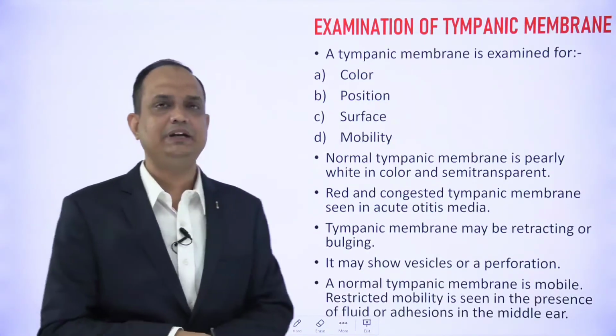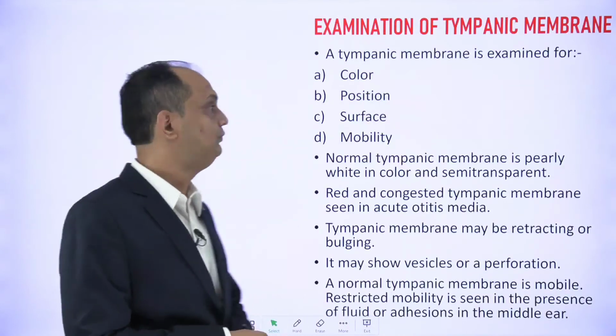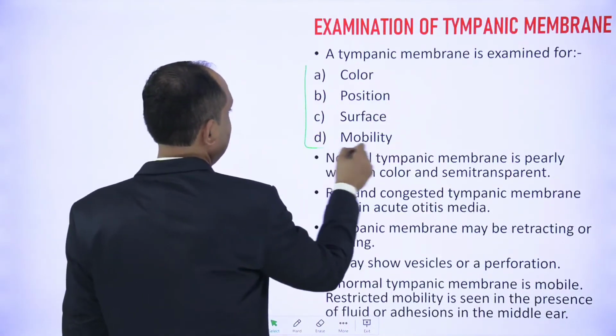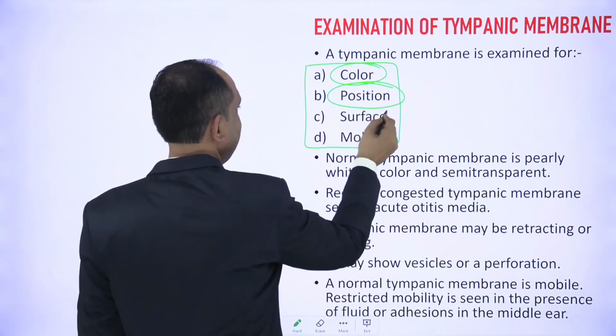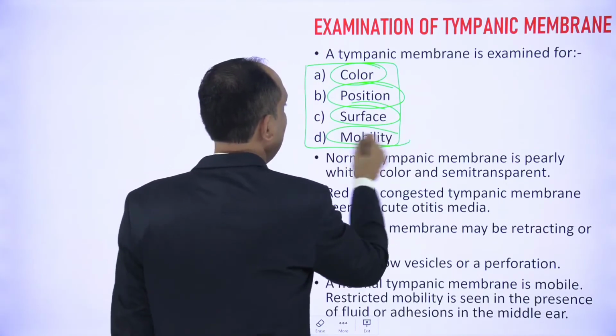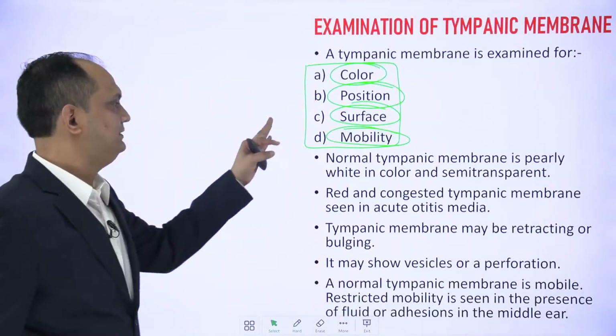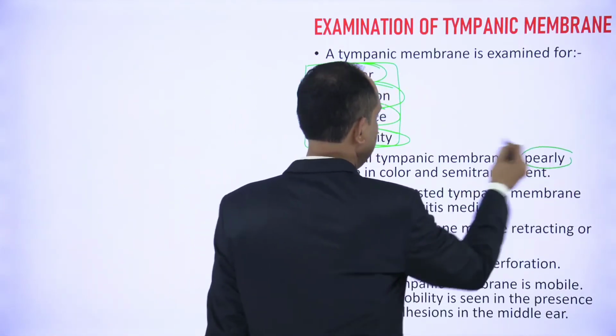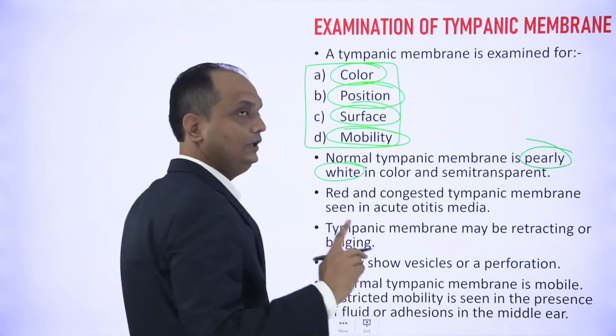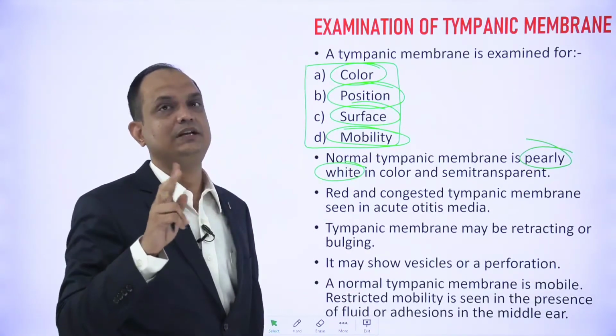Now, when you are examining the tympanic membrane, you have to look for four important things. One is the color of the tympanic membrane, position or placement, its surface, and mobility. Now, when you see the color, the normal tympanic membrane is pearly white. Now, this is again a question.